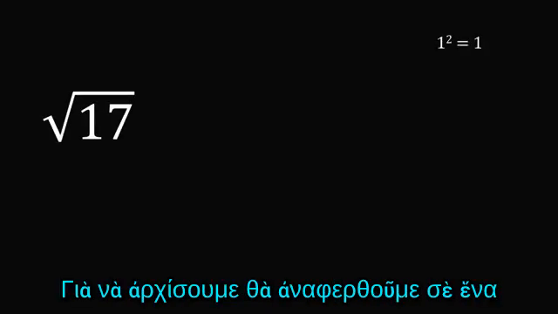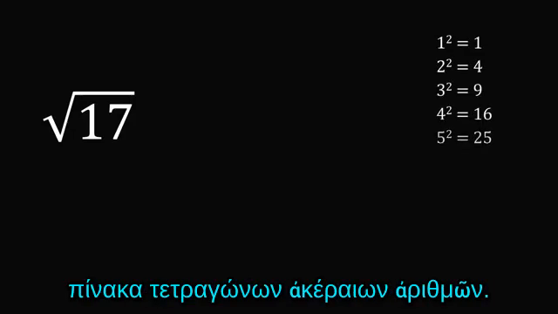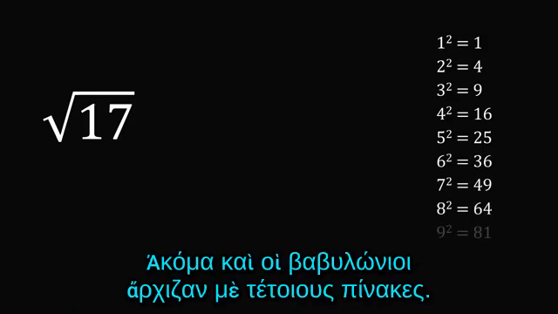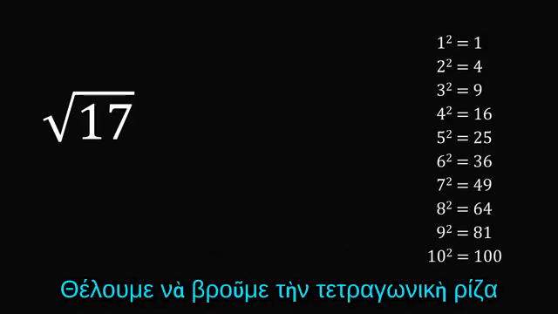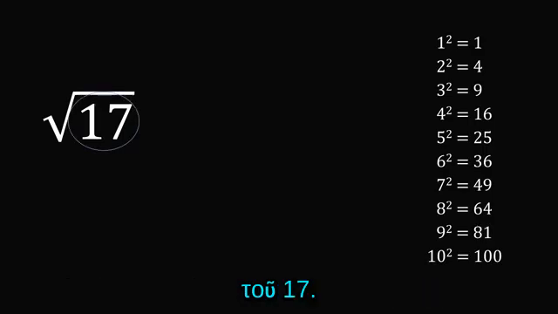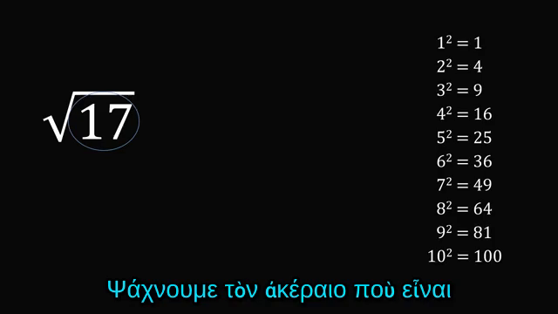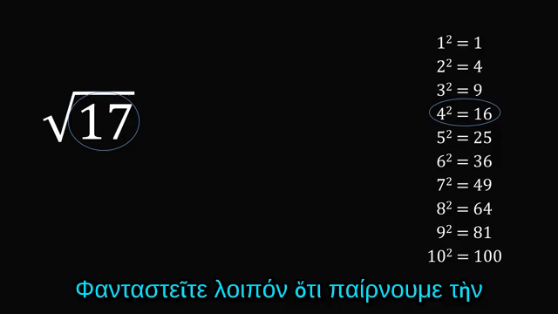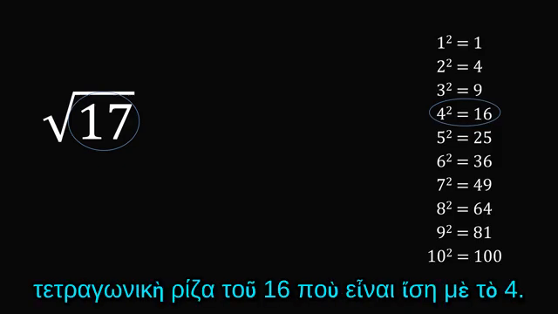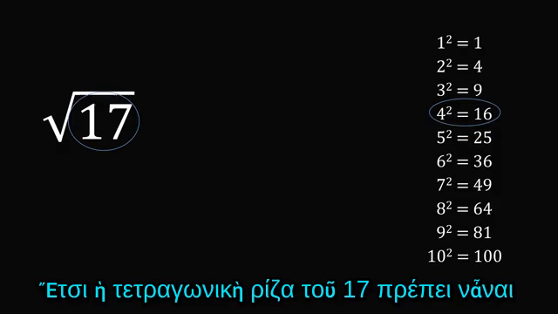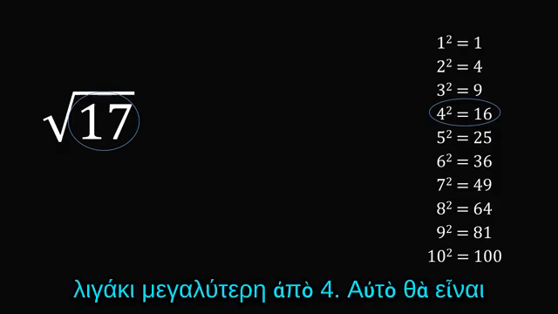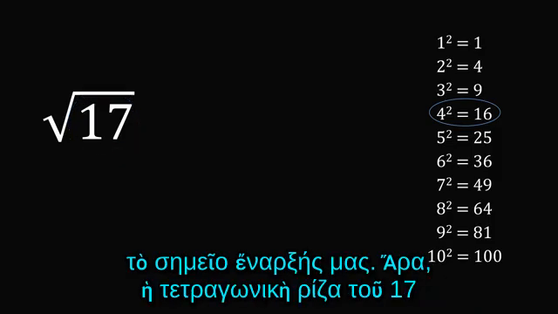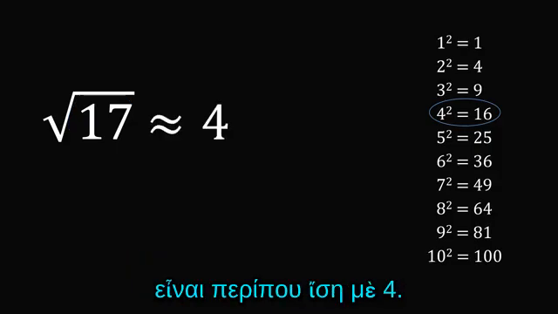We get started by referring to a table of squares of whole numbers. Even Babylonians started out with such tables. We want to take the square root of 17. We look for the square number that's closest to 17. This will be the number 16, which is equal to 4 squared. So imagine we were taking the square root of 16, that would be equal to 4. So the square root of 17 must be a little bit larger than 4. That'll be a starting point. So the square root of 17 is approximately equal to 4.